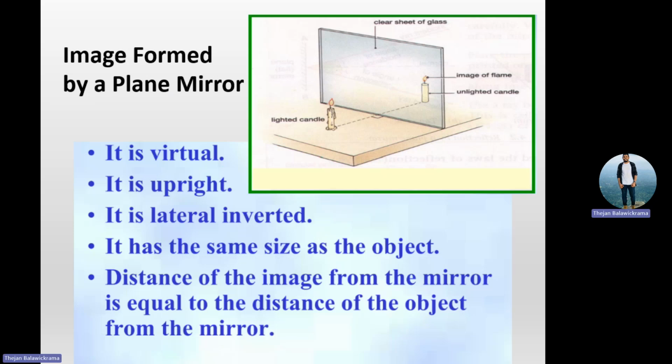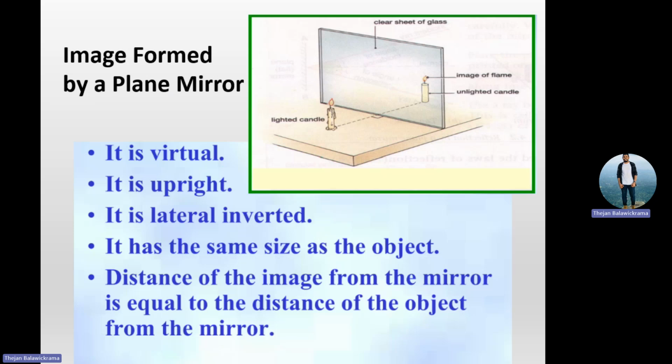Okay, 5 answers. What sort of characteristics does the image have? With the candle, what can you say? Same size. It is laterally inverted, same size, same distance, virtual, and upright. If you cannot write anything, at least draw the diagram. I will give half marks to the diagram. I'm trying to help you out.